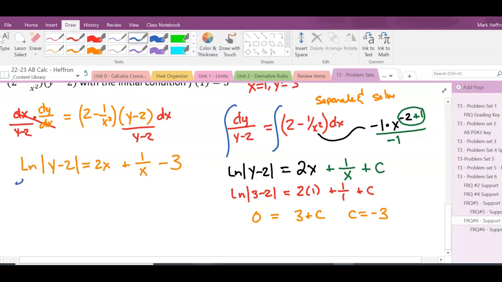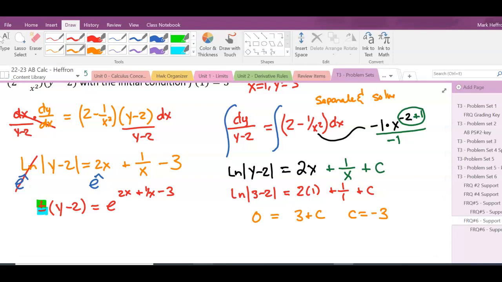Now I'll undo a natural log with an exponential. So this e is going to be the base on both sides. Undo, I get plus or minus the quantity y minus 2 equals e to the 2x plus 1 over x minus 3. And so we have to decide between this plus and this minus. And we'll use our initial condition for that. When x is 1, y should be 3. So when I plug a 1 in, the right side becomes e to the 0, which is equal to 1.